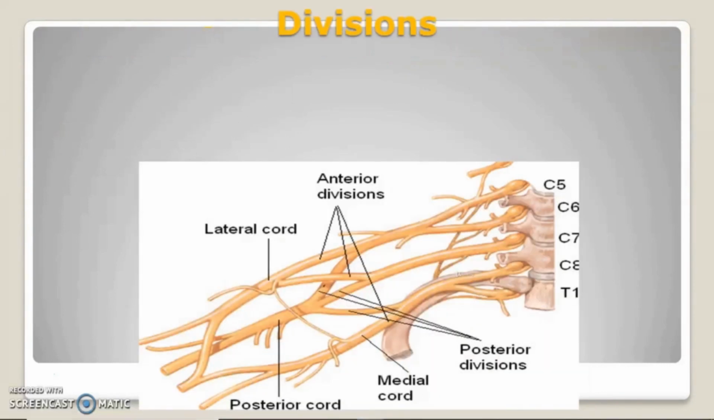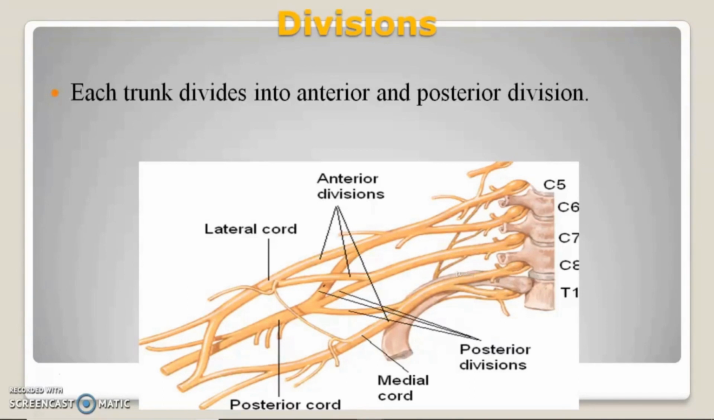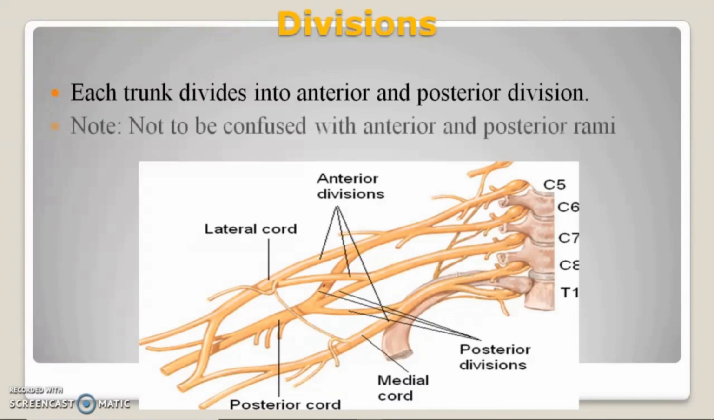Now we will go to the next part, that is division. So we have how many trunks? Three trunks. These three trunks are going to divide again, and those divisions are the anterior and posterior divisions. Each trunk, that is upper, middle and lower trunk, is again going to divide into anterior and posterior divisions. Here you have to remember, it should not be confused with anterior and posterior rami. That is different. Okay, that is coming from the root of the spinal nerve.